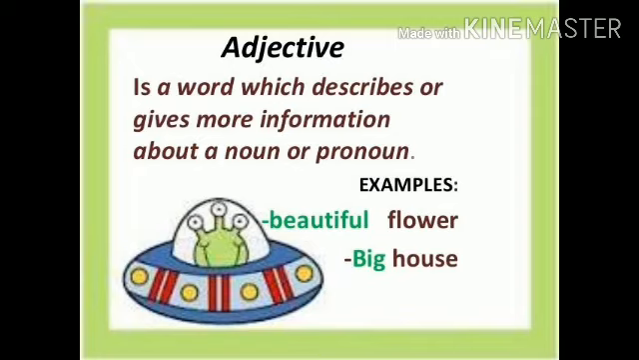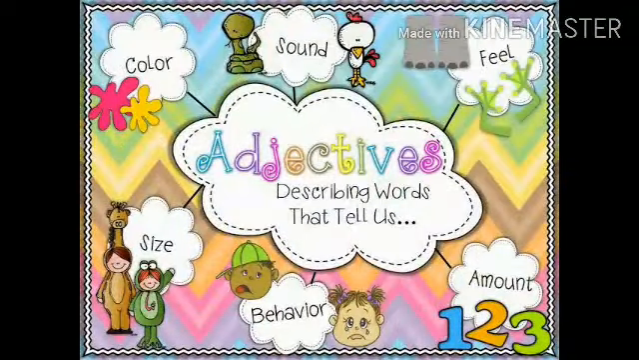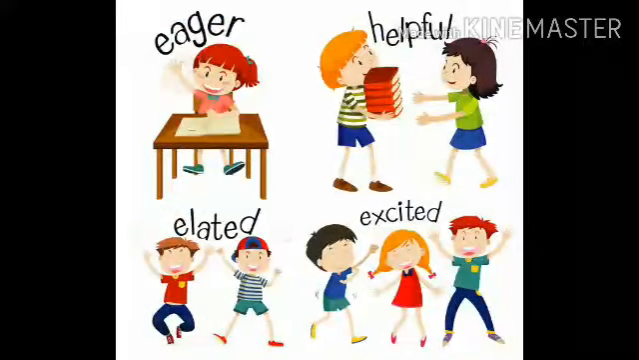Here, flower and house, both the words are the nouns, and beautiful tells what kind of flower it is, and big tells what kind of house it is. So, beautiful and big are the words which describe the flower and the house. So, they are adjectives. Adjectives are also called describing words. They tell us about the color, amount, size, sound, behavior of a noun.